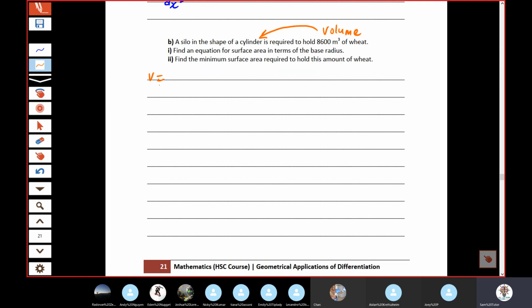What's the volume of a cylinder? You were very close. It's not 2. It's just pi r squared h. 2 pi r squared is the circles. 2 pi r h is the curved.